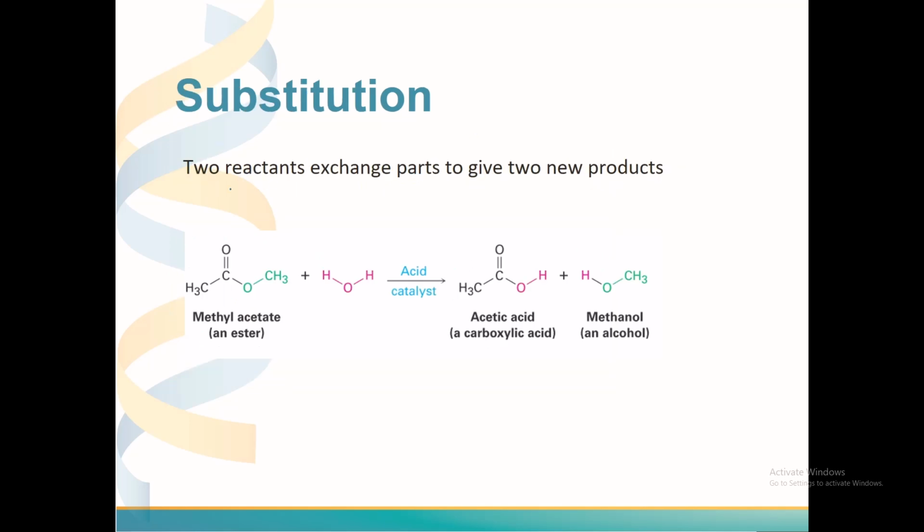Third, substitution, where two reactants exchange parts to give two new products. So it is switching. An example is given: we have methyl acetate and we have water, which switch parts, and then you get acetic acid and methanol. What's switching here is the methyl ester part and the hydroxide part. It's switching between this and this, the pink and the green ones. So it's called a substitution reaction.